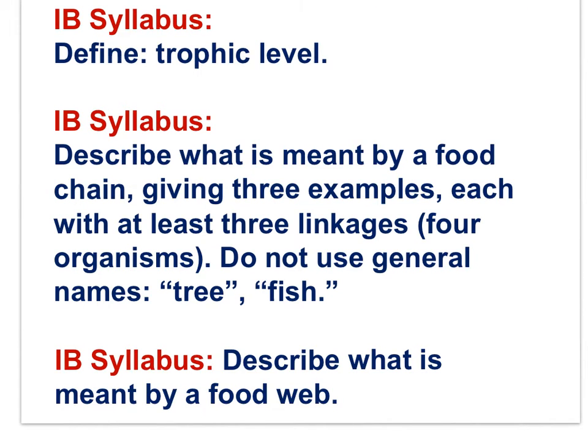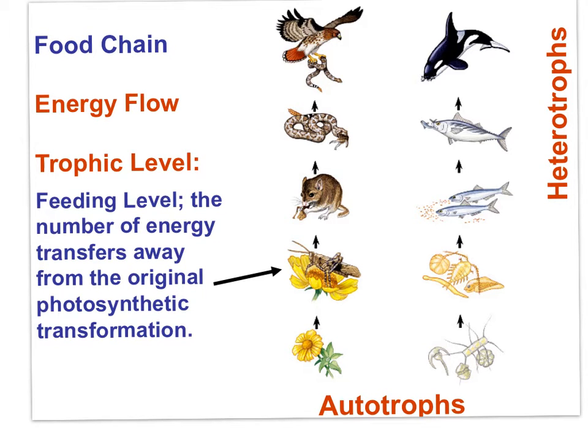And that brings us to the next IB syllabus statements. Define trophic level. Describe what is meant by a food chain, giving 3 examples, each with at least 3 linkages. Do not use general names such as tree or fish. Describe what is meant by a food web. In this diagram, we have 2 food chains, the terrestrial on the left and the aquatic on the right, where energy moves from one feeding level to another, from one trophic level to another. A trophic level can be formally defined as the number of energy transfers away from the photosynthetic transformation.